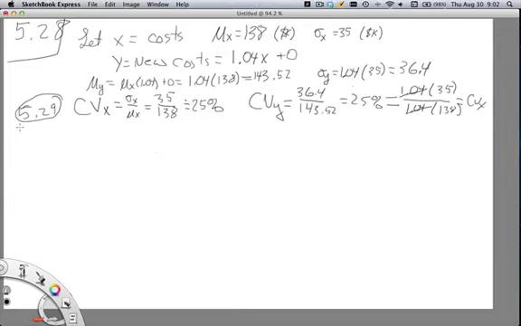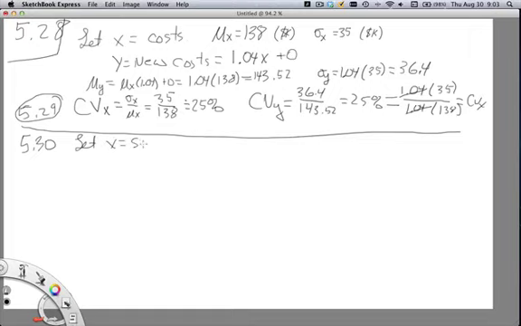So why don't we, I guess we'll just leave it on the same page. 5.30. Let's say that X is equal to the sales goal of a rep, so 1 rep. Now we know that mu sub X is equal to 768, and again this is $K, and the standard deviation is 240 $K.